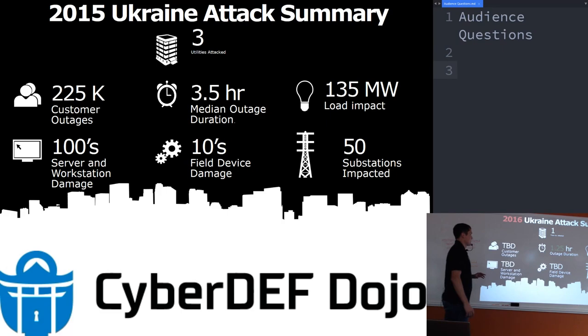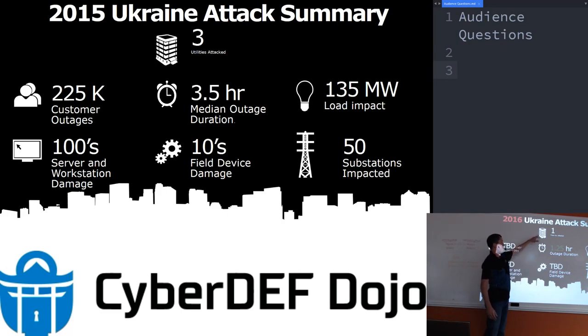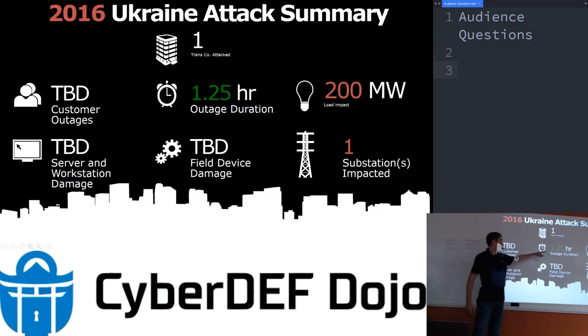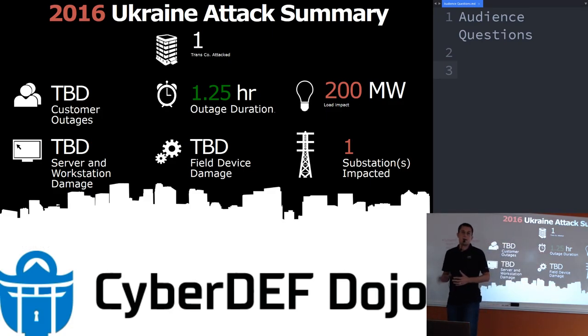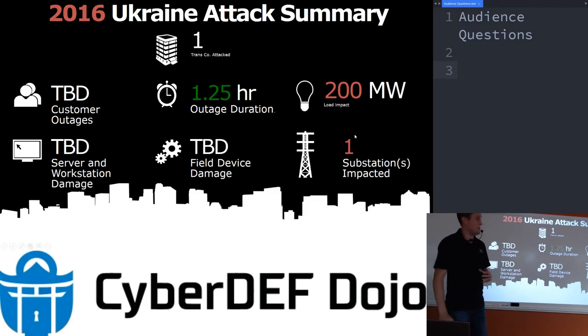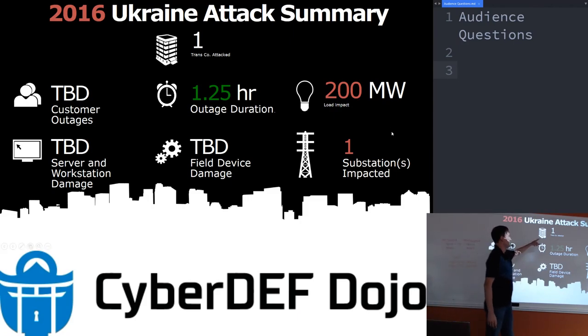In 2016, which is the Crash Override malware, they went after one transmission company and one substation, and they were able to achieve a larger power outage, a larger quantity. They were only able to do it for about an hour and 15 minutes. A lot of that was because the utility was ready and was able to switch off a lot of their automated system control and switch into manual mode. But we do want to point out that in this case, the attacker only had to go after one transmission company to achieve a larger outage.